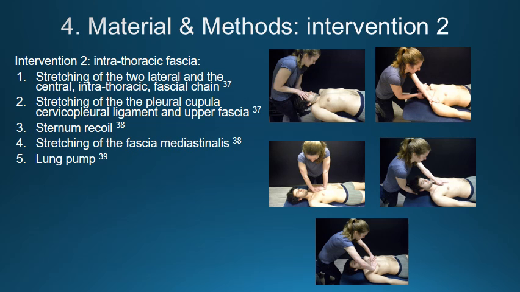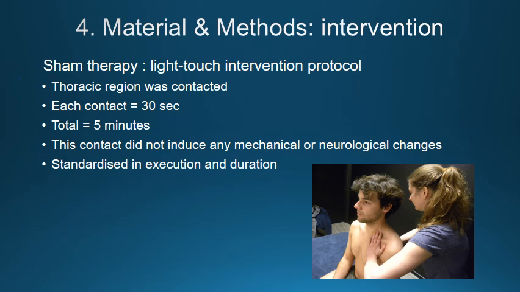Intervention 2 consisted of the following techniques. The sham therapy consisted of a light touch protocol. The thoracic vertebrae T1 till T5, as well as the sternum, upper ribs, dorsal and ventral, on the left and right side, were sequentially contacted by the researcher. This contact did not induce any mechanical changes. This intervention protocol was also standardized in duration and execution.